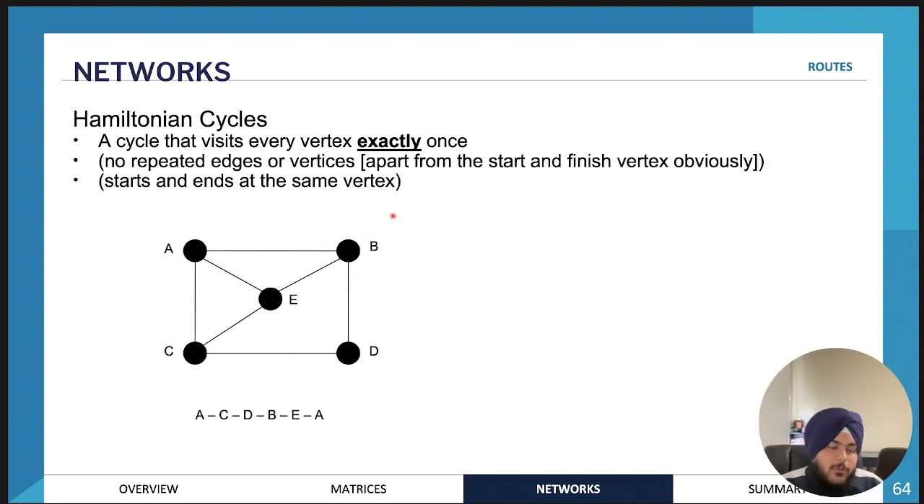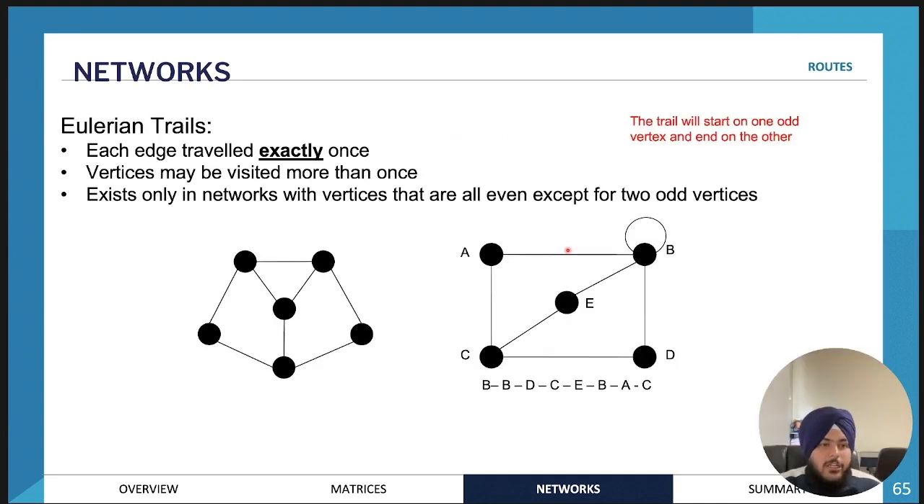A Hamiltonian cycle, however, is a type of cycle where we are visiting each vertex exactly once. So this is just like a Hamiltonian path, but here we are visiting every vertex exactly once, and we must start and end at the same vertex. So here is an example of a Hamiltonian cycle. So A, C, D, B, E, A. So we're not repeating any edges. We don't need to pass through all edges. That's another requirement. We don't need to pass through all edges. We just need to pass through every vertex exactly once.